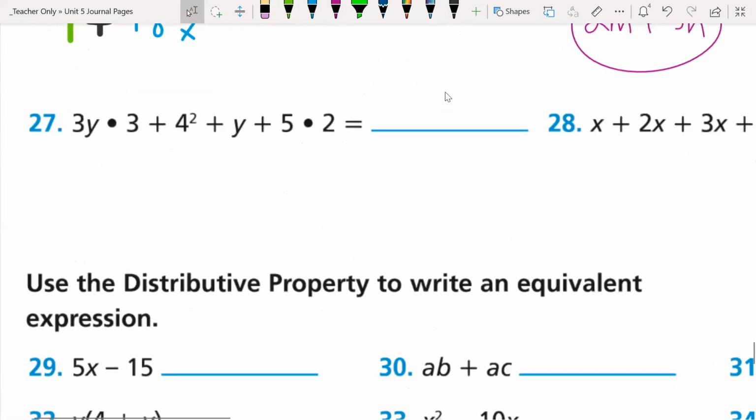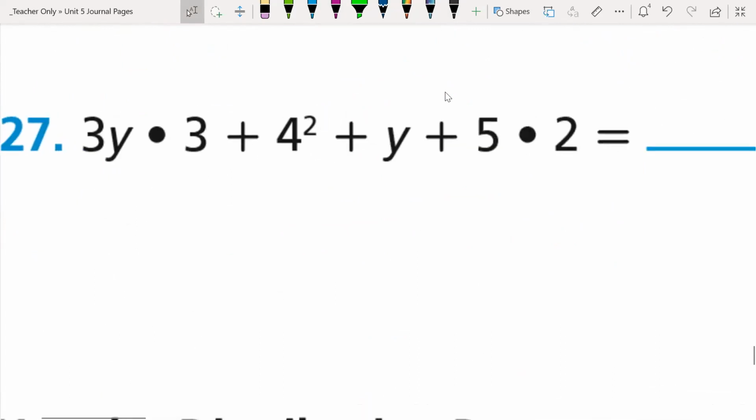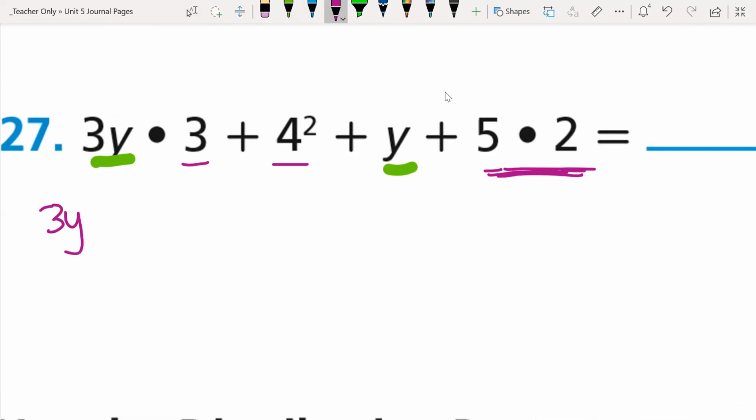Okay, yeah, I'll do number 27 with you because this looks a little tricky. Okay, so same deal. We're doing the exact same thing. I'm just going to underline. I have y's and I have non-y's, right? This is one term because it's a product, right? Okay, let's start by rewriting all of my y's on one side. I'm just going to go 3y plus y. I'm going to put parentheses around it just so that it helps me distinguish that that's separate from everything else.